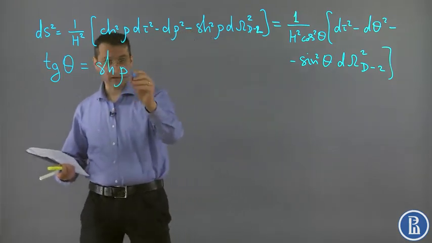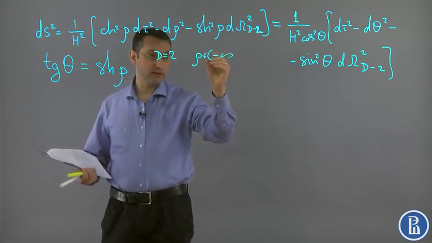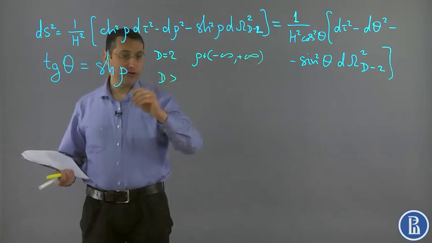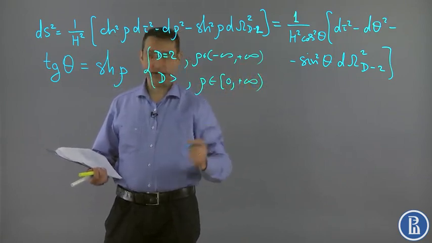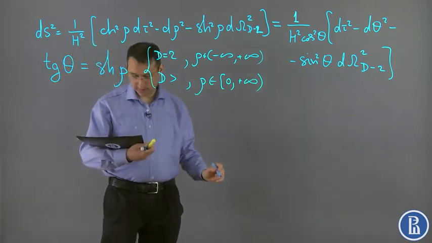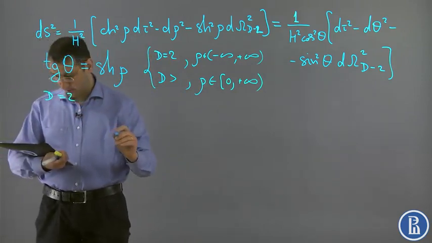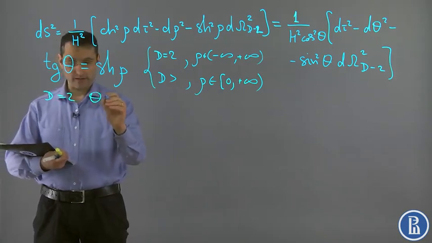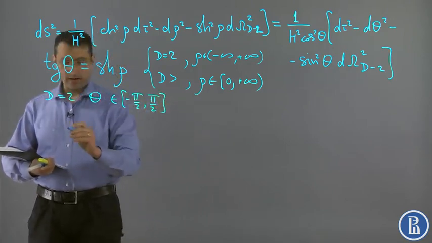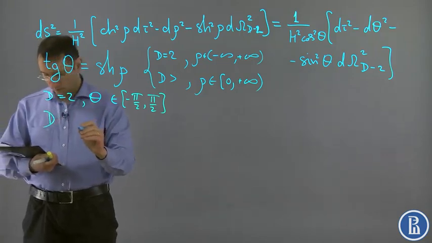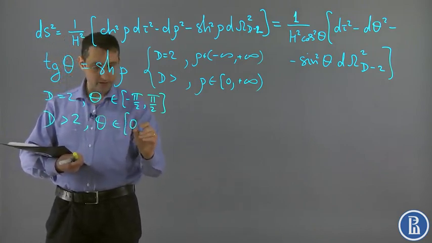So now one also has to consider the range of validity again. For d equals 2, rho is ranging from minus infinity to plus infinity, and for d greater than 2, rho is ranging from 0 to plus infinity. That of course imposes a difference from the case of d equals 2. So if we have d equals 2, then theta is ranging from minus pi over 2 to pi over 2. And for d greater than 2, theta is ranging from 0 to pi over 2.